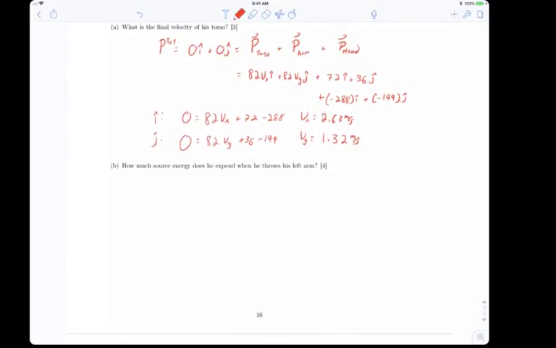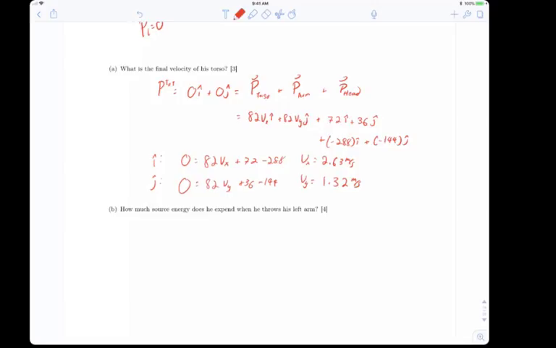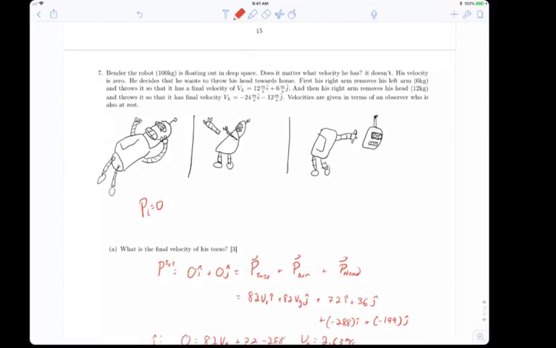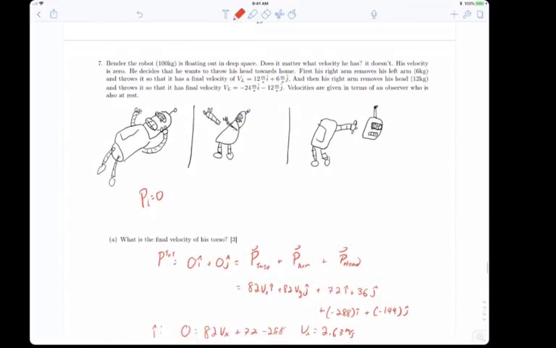How much source energy does he use? All right, so we need to know the kinetic energy. Okay, so the kinetic energy initially is zero. And the kinetic energy after he threw his arm is going to be 1/2 times the mass of his torso plus his head, which is 94 kilograms, times Vx squared plus Vy squared, I don't know what those are, plus 1/2 times the mass of his arm times its velocity squared. And I do know its velocity. It's 12 squared plus 6 squared.